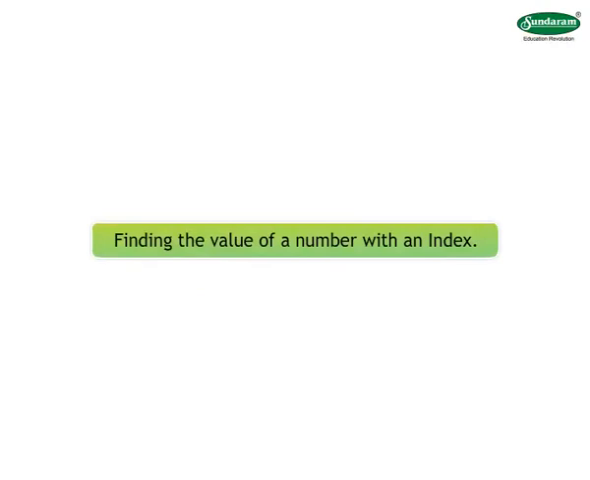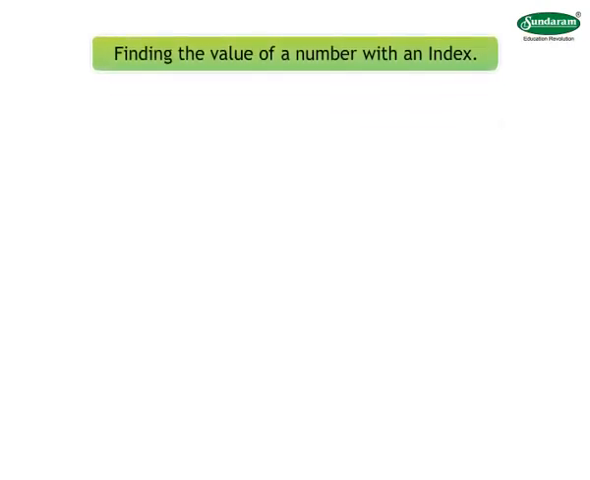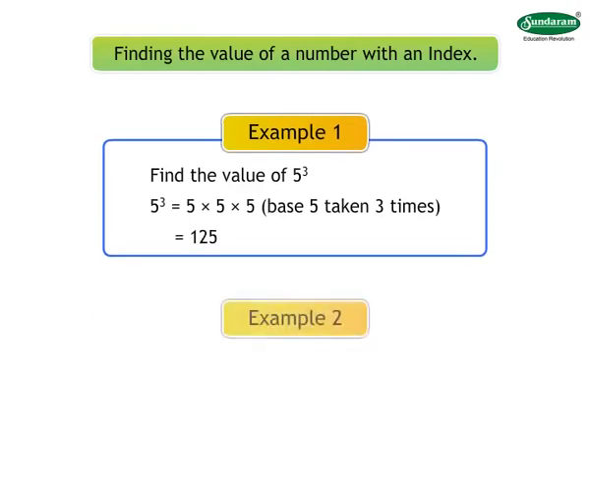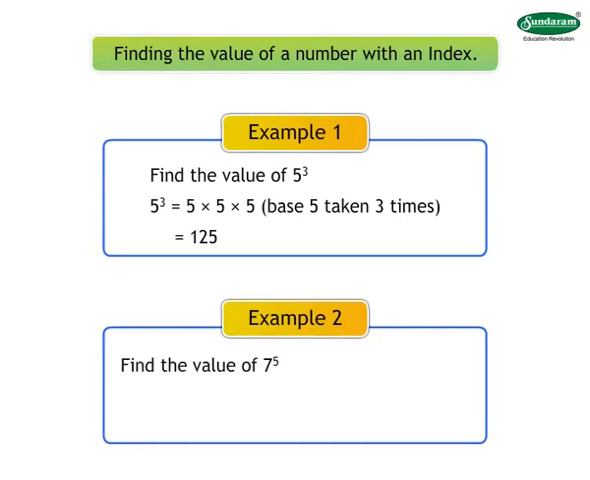Let us see how to find the value of a number with an index. Example 1. Find the value of 5 raised to 3. 5 raised to 3 equals 5 into 5 into 5, means base 5 taken 3 times, equals 125. Example 2. Find the value of 7 raised to 5. 7 raised to 5 equals 7 into 7 into 7 into 7 into 7, means base 7 taken 5 times, equals 16,807.